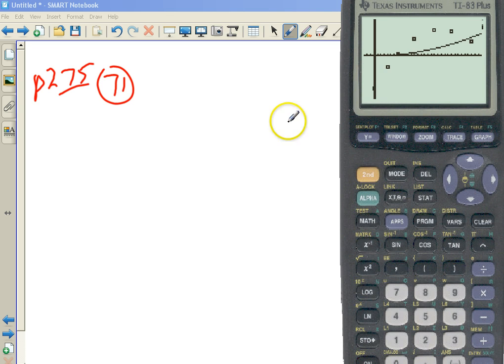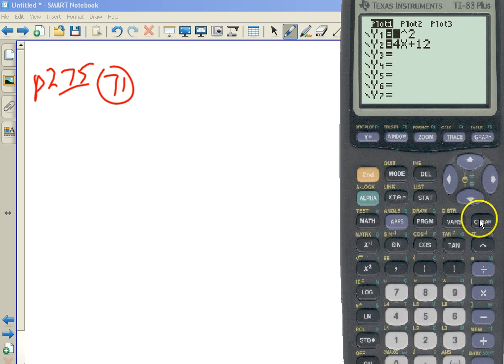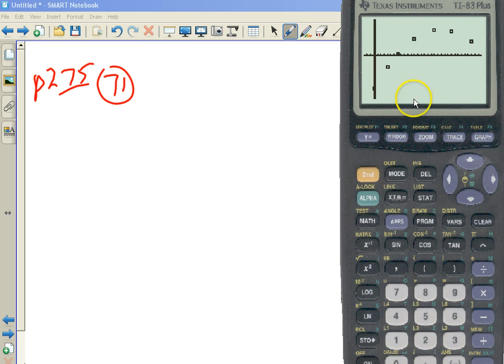So is it a line? Let me get rid of that junk from the previous question. Okay, so look, it's not a line, is it? So we're not doing linear regression today. Listen up. We're doing non-linear regression. So what shape do you think that is? A parabola.